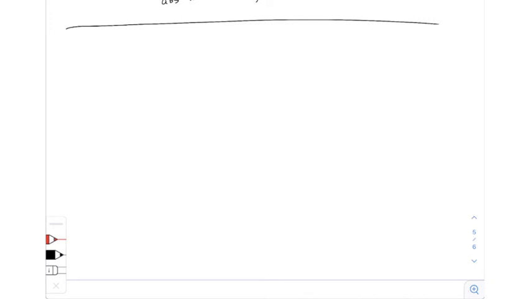Okay, let's find the absolute extrema of this function. f of x equals x minus 2 sine x for this x in between 0 and 2 pi. All right?